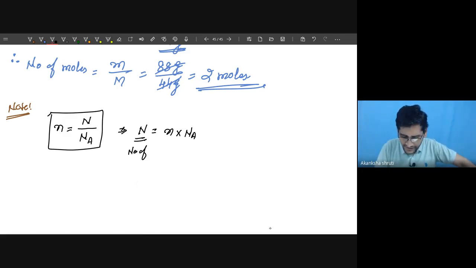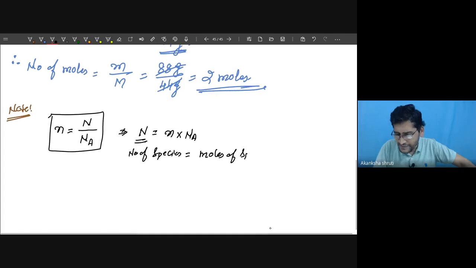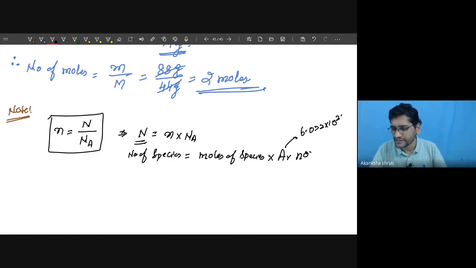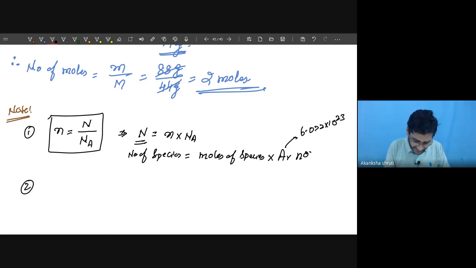Number of species, meaning particles, I am using species, it may be atom, molecule, anything, is equal to moles of that species multiplied by Avogadro number. Avogadro number is what? We already know this Avogadro number is always 6.022 into 10 to the power 23. It is fixed. Okay, student. The other formula is that the number of moles can be calculated by knowing the given mass divided by its molecular mass. Okay, student. It is the one thing.